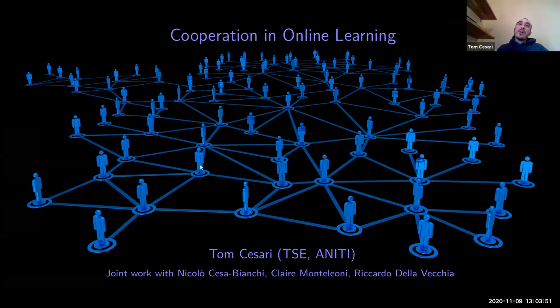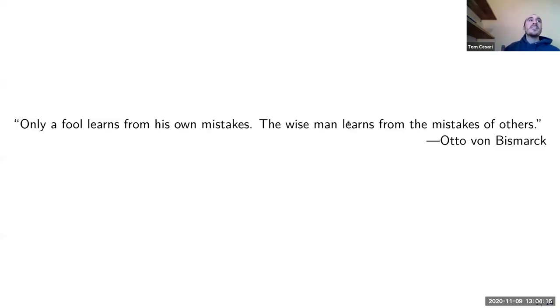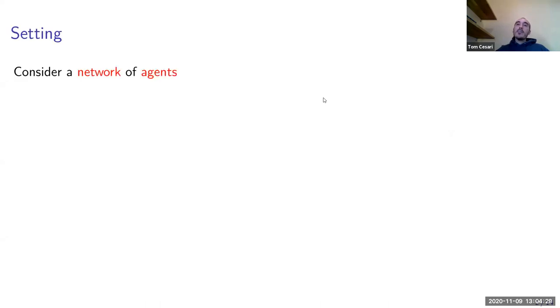And the idea of this talk is going to be to give you some overview of some of these variants of this problem and some of the results that are out there, mostly by me and the people I work with. So this is joint work with Nicolò Cesa-Bianchi, who was my former PhD supervisor, and Claire Monteleoni and Riccardo Della Vecchia also. So let's kick things off with a quote that I blatantly stole from Nicolò's old paper, which is, "Only a fool learns from his own mistakes. The wise man learns from the mistakes of others." This is the leitmotiv of this whole setting, how we can improve the overall learning of the system by exploiting learning of others.